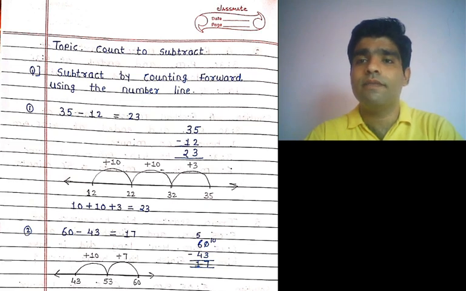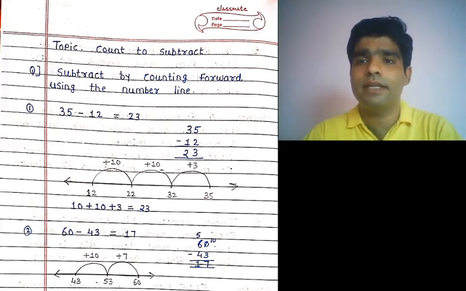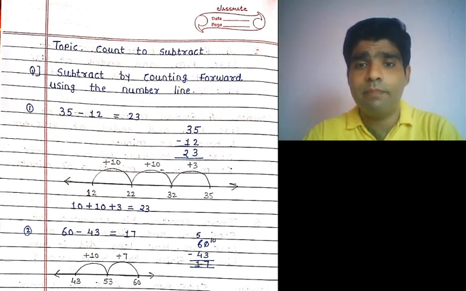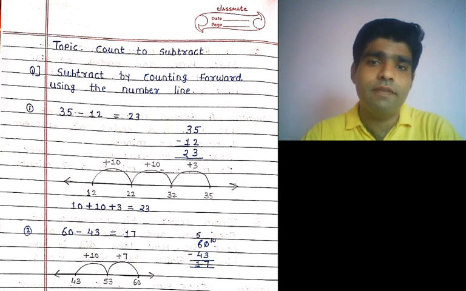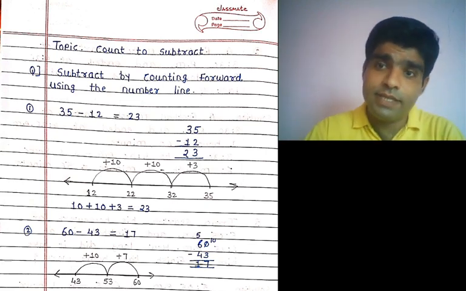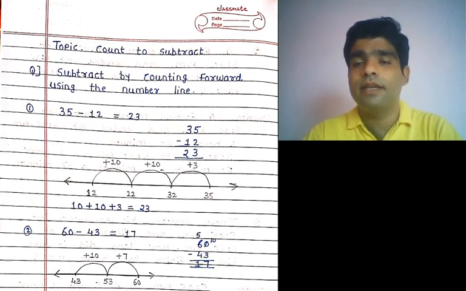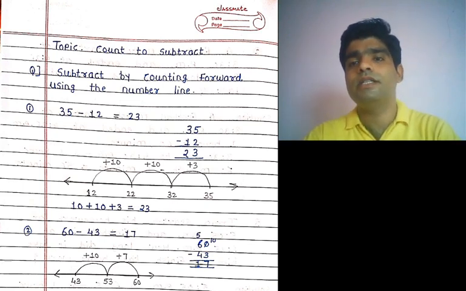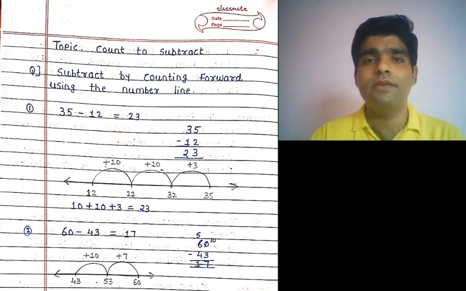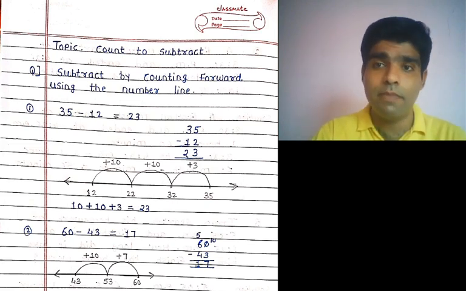It means what? 0 minus 3 is not possible. So we borrow, and 10 minus 3 is equal to what? 7. Okay, here 6 is replaced by 5. Here 5 minus 4 is equal to 1. Okay, it means your answer is what? 17. Okay, 60 minus 43 is equal to what? 17. This is your simple method. But the other method is subtract by counting forward using the number line.